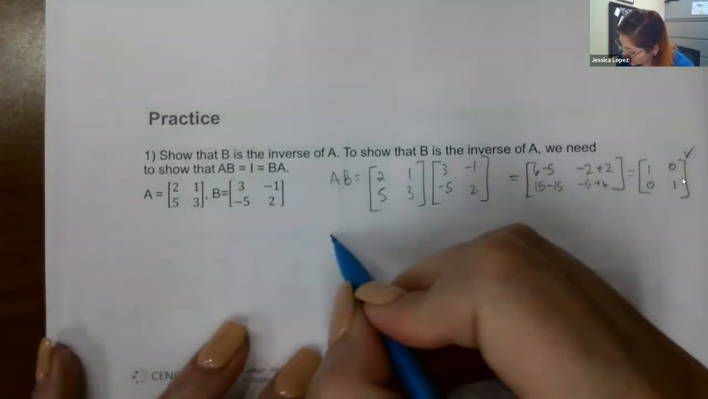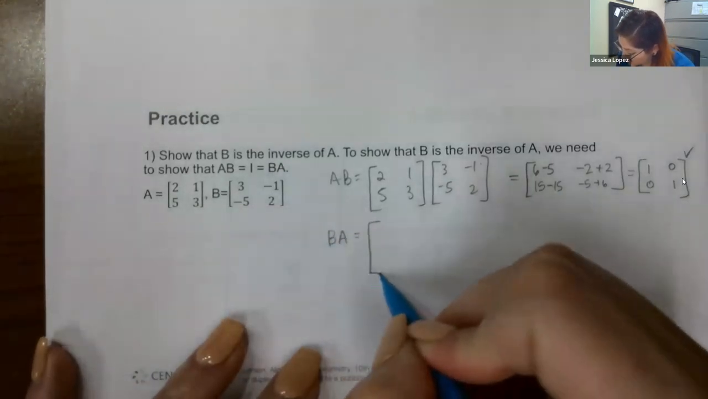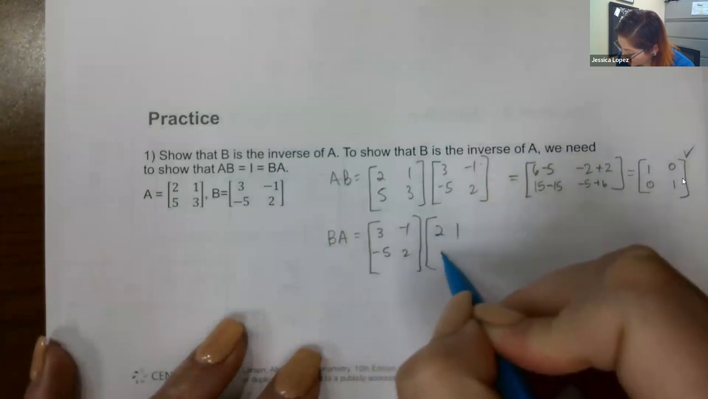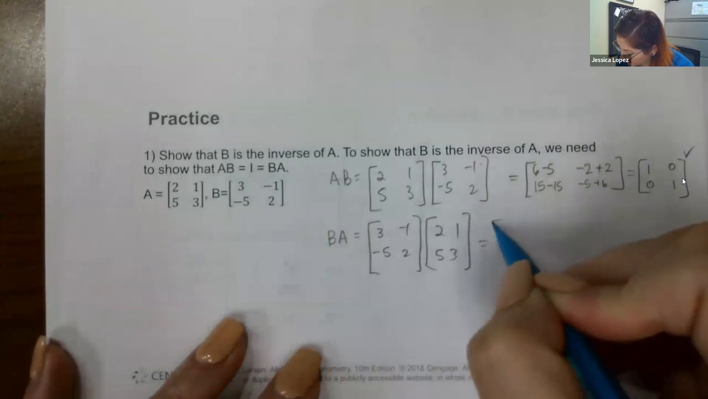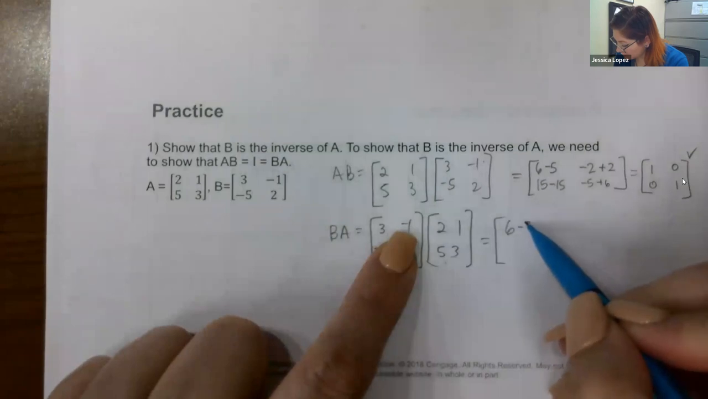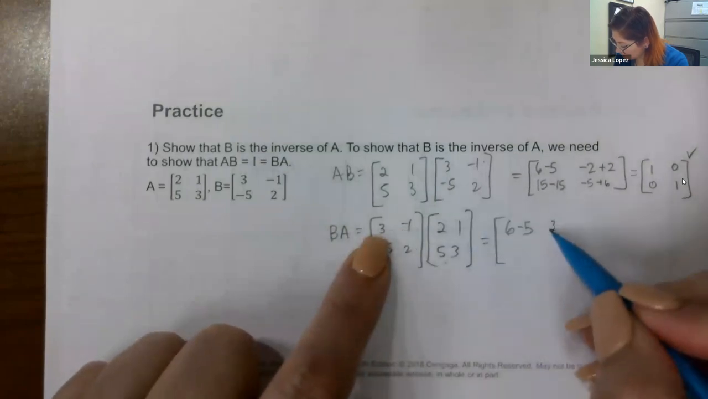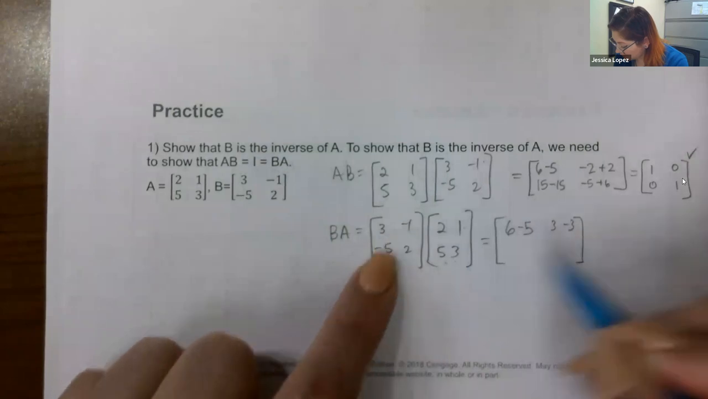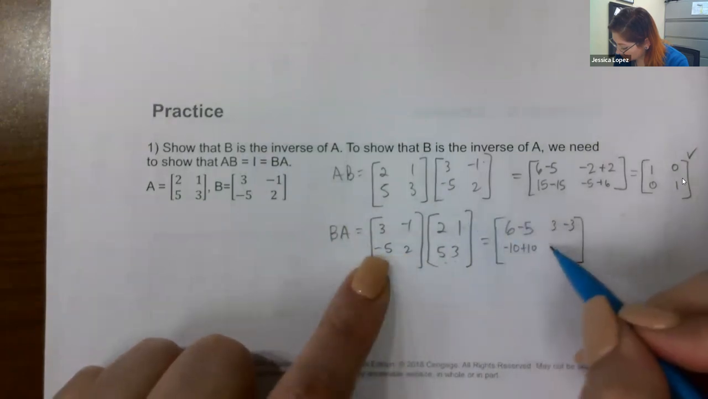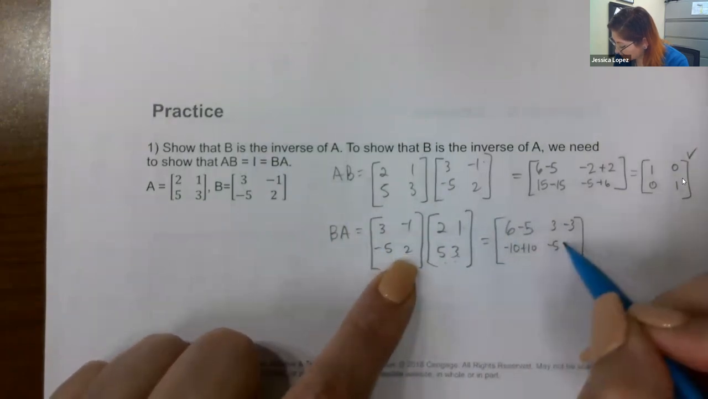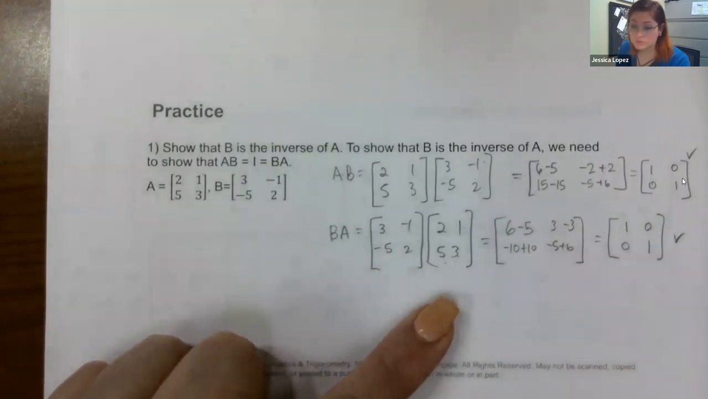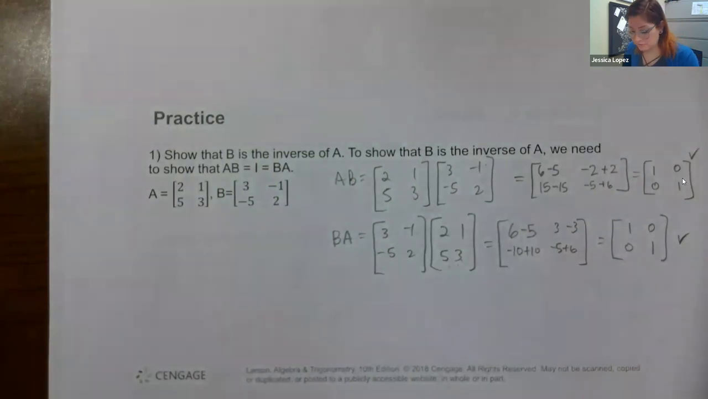Now we have to go check that the other one works as well. So now B goes first, and then A. So 3 times 2 is 6, and negative 1 times 5 is negative 5. That's 3, that's negative 3, that's negative 10, that's positive 10, that's negative 5, and these guys are positive 6. So I end up with 1, 0, 0, 1, which also checks out. So we have verified that they are inverses of each other.